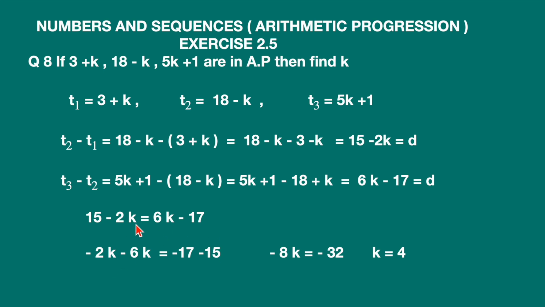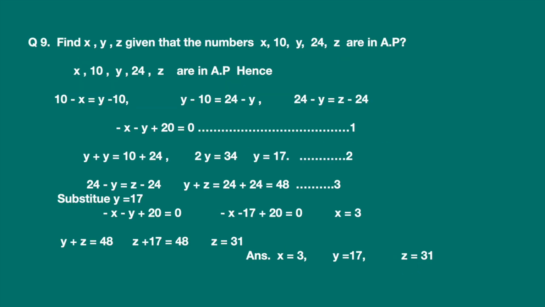Now simplify this. Okay, take 6k on the left side, it will become minus 6k. That will be minus 8k. Minus 2k minus 6k is minus 8k. On the right side, you're going to bring minus 15 here. So minus 17 minus 15 is minus 32. Minus will cancel. K will be 32 divided by 8, that is 4. K is equal to 4 is the answer.